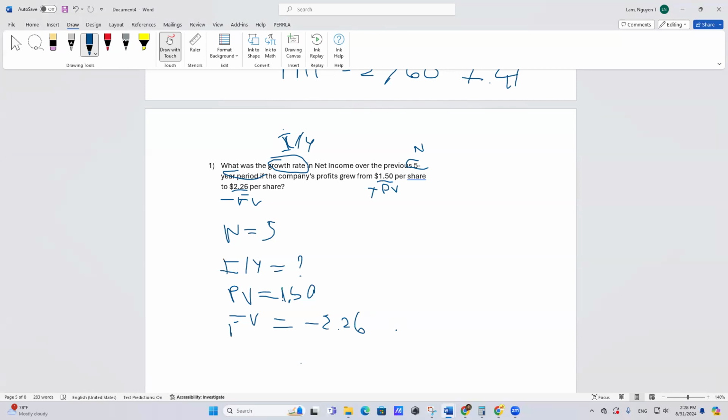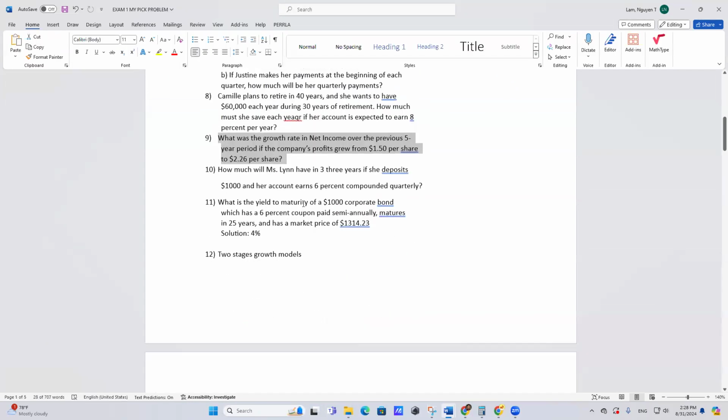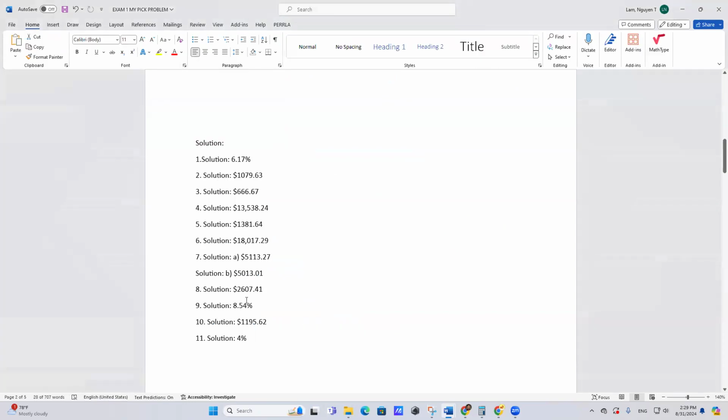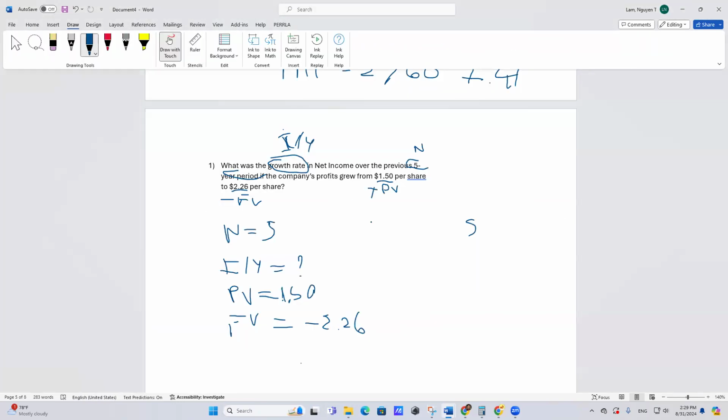Let me clear the calculator first. I always forget. Present value negative 1.50, 2.26 is future value, 5 for number of periods, compute I/Y. What do I got? I think I got, yep, I got 8.54, right? 8.54 is the answer.